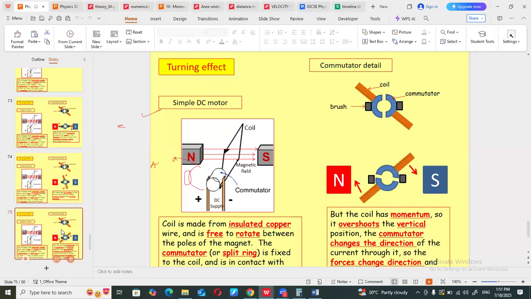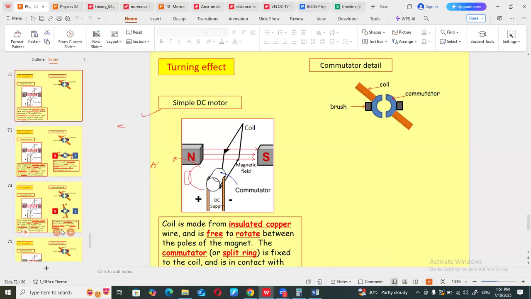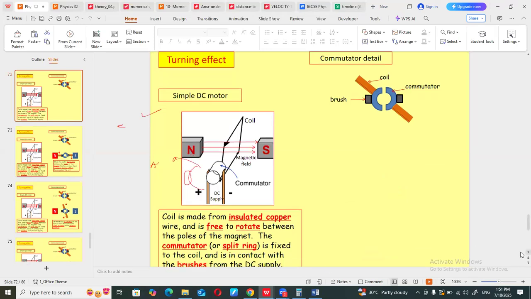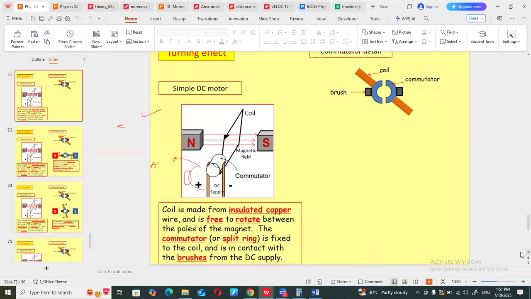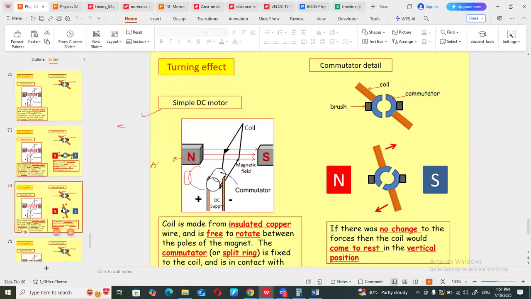Now, there are a few things which are very, very important once again. The coil is made of insulated copper wire and is free to rotate between the poles of a magnet. The commutator split ring is fixed to the coil and is in contact with the brushes from the DC supply. Now, this is your commutator, as I just talked about it. These are the positions they are showing you. This goes this way, this way.